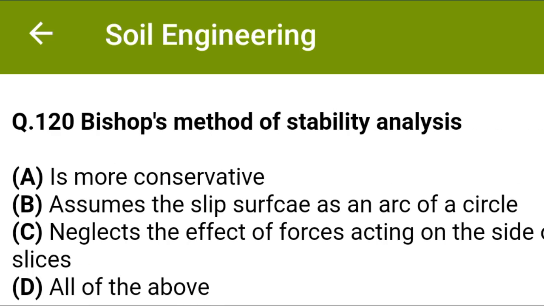Bishop's method of stability analysis. Option A, is more conservative. Option B, assumes the slip surface as an arc of a circle. Option C, neglects the effect of forces acting on the side of slice. Option D, all the above. The correct answer is option B, assumes the slip surface as an arc of a circle.